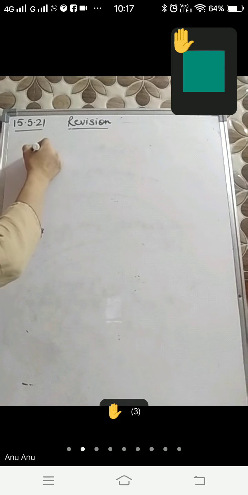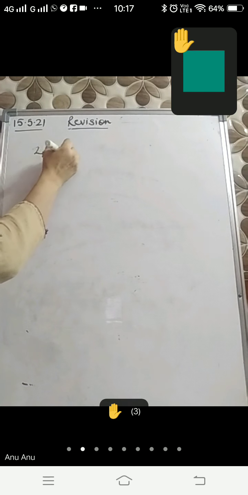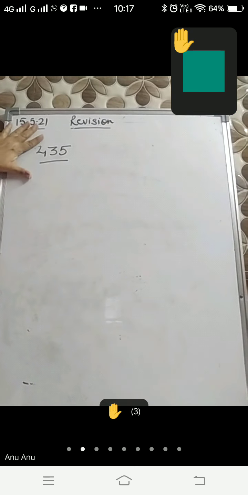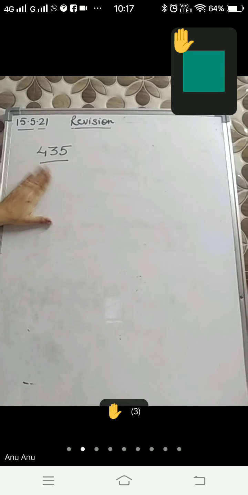The least number to be added to 435 to make it a perfect square number. The least number that must be added to 435 to make it a perfect square number. Hurry up. What should be added to this to make it a perfect square number?